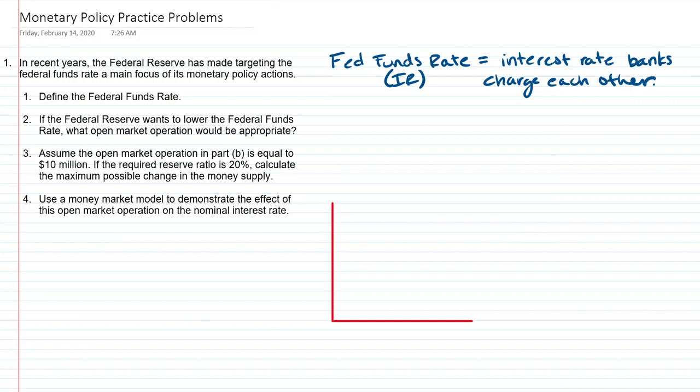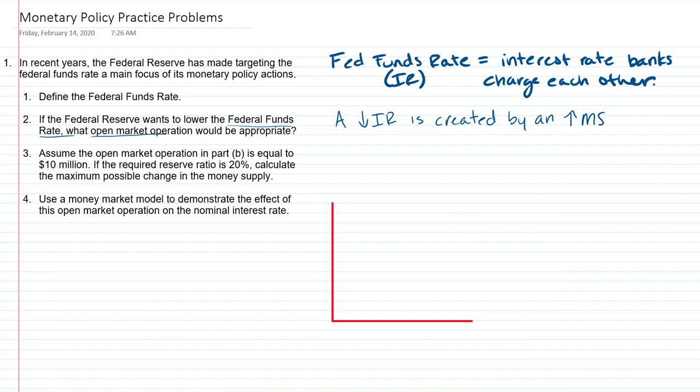So if the Fed wants to decrease the federal funds rate, if the Fed wants to bring the federal funds rate down, a decrease in interest rates is created by an increase in the money supply. And again, we're going to show that below in just a moment.